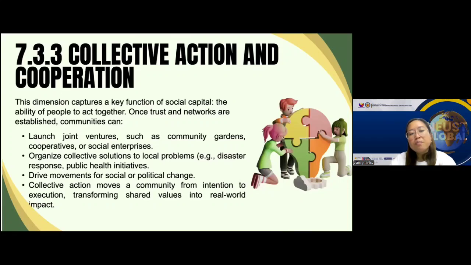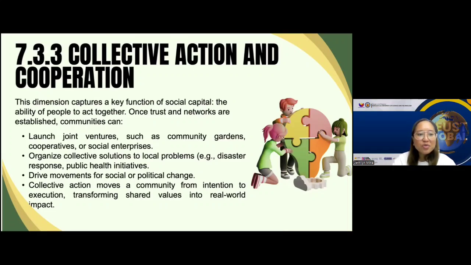What about collective action and cooperation? Collective action means people working together to achieve a common good. It is one of the most important results of social capital. When trust and strong networks already exist in a community, people can easily organize, people can easily plan and take action to solve problems or improve their situations. In short, collective action turns those shared ideas and values into real results.